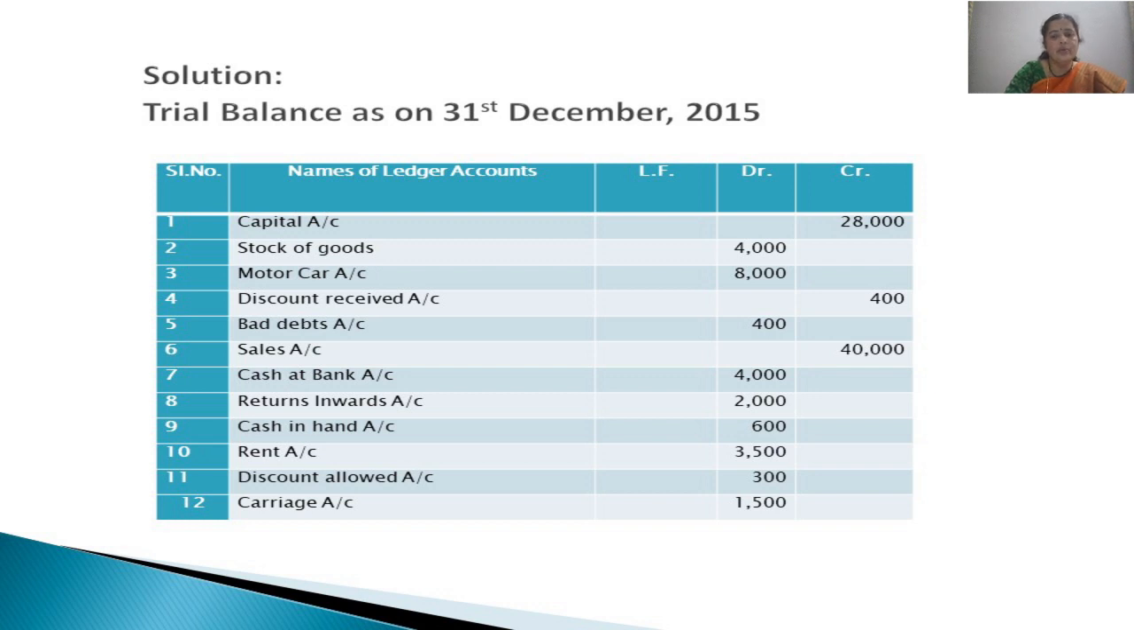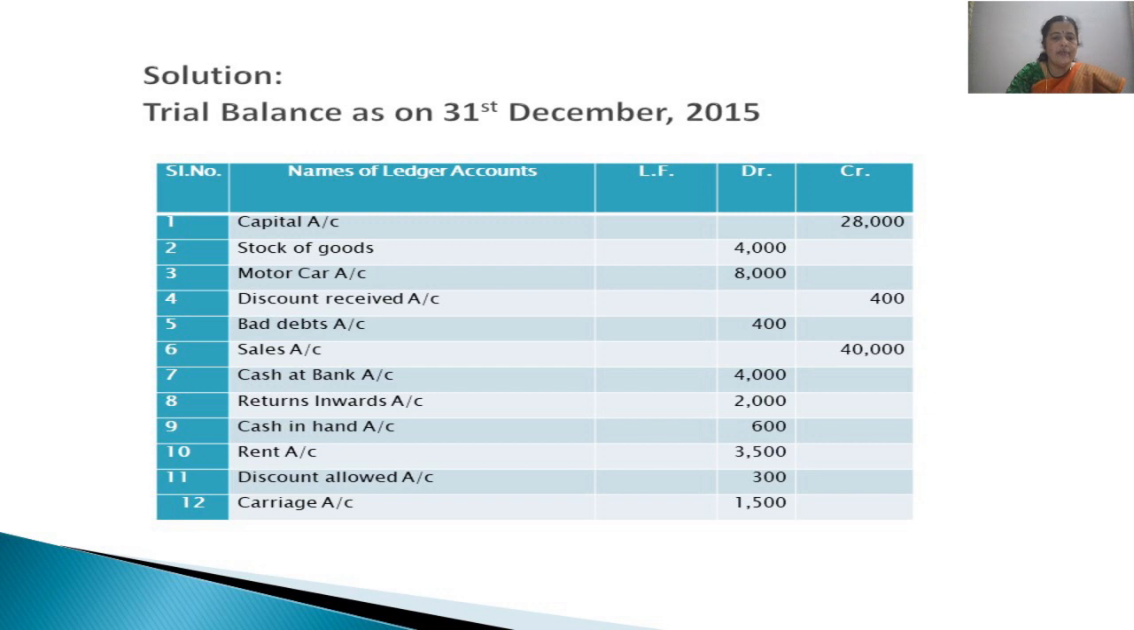It is the opposite of sales. When we sell goods, goods are going out, right? So out of the sold goods, if a part of the same thing is coming back, that is what we call sales returns or returns inwards, which is just the opposite of sales. So debit that. Cash in hand is an asset, so real account. Rent account is debited because it is an expense. Then discount allowed account. If you have allowed discount to somebody, it is a loss to you. So debit all losses and expenses.